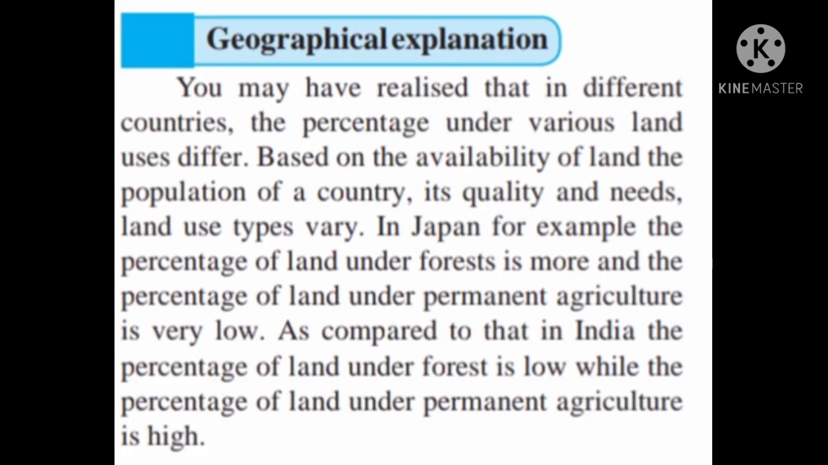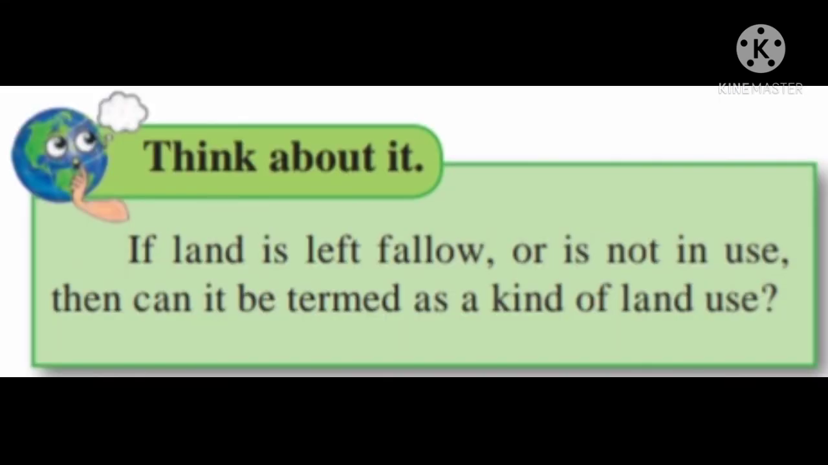You may have realized that in different countries, the percentage under various land uses differs. Based on the availability of land, the population of a country, its quality and needs, land use types vary. In Japan, for example, the percentage of land under forest is more, and the percentage of land under permanent agriculture is very low. As compared to that, in India, the percentage of land under forest is low, while the percentage of land under permanent agriculture is high. Now students, let's have this thought-provoking question.